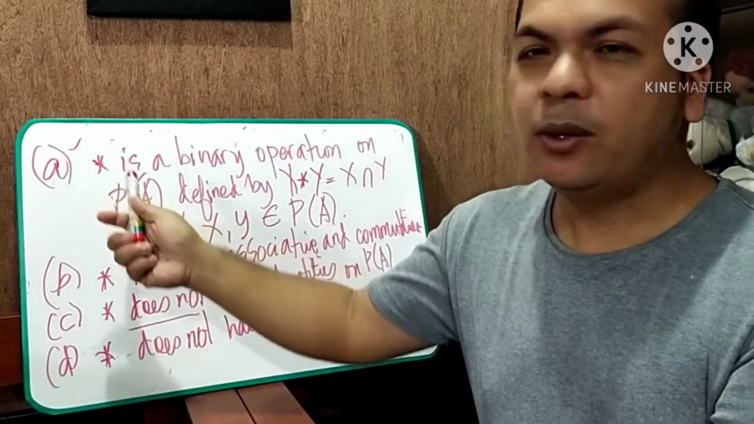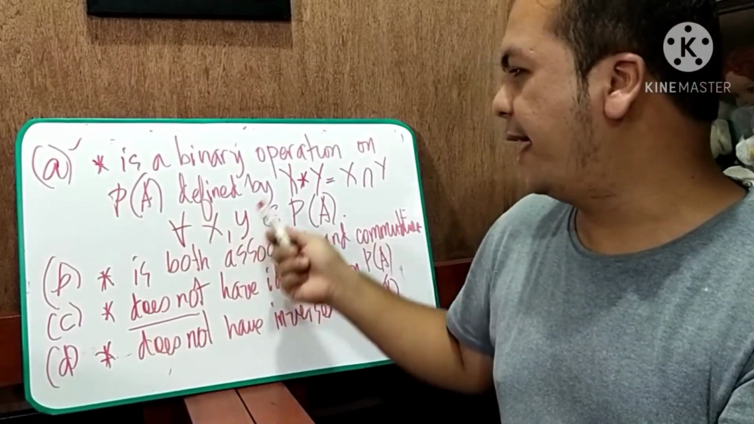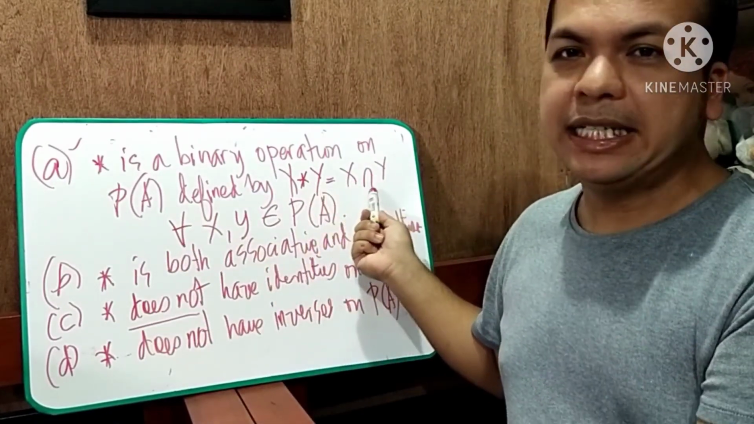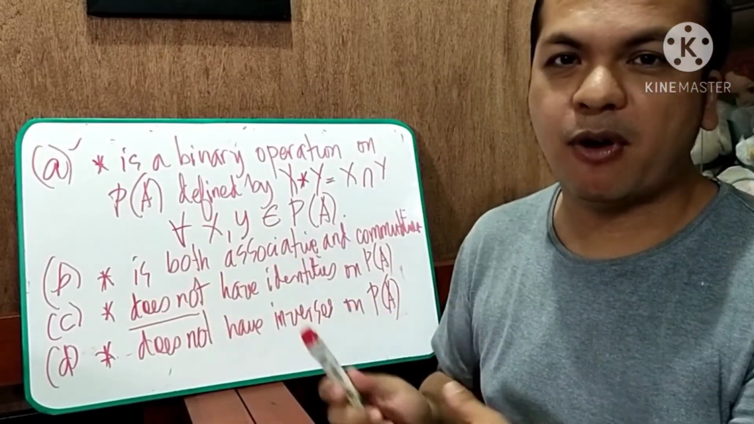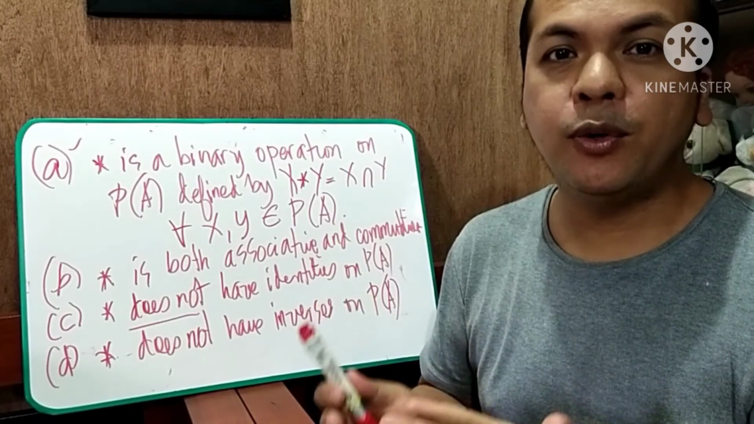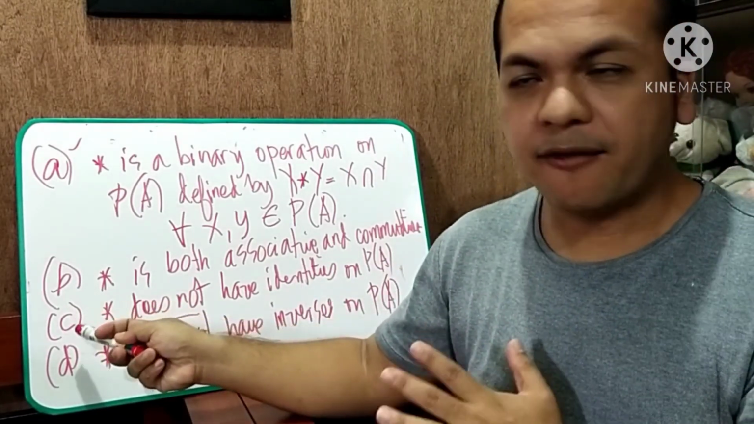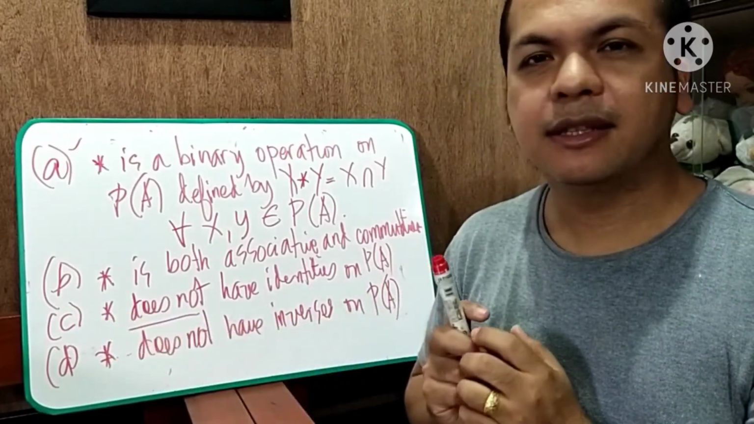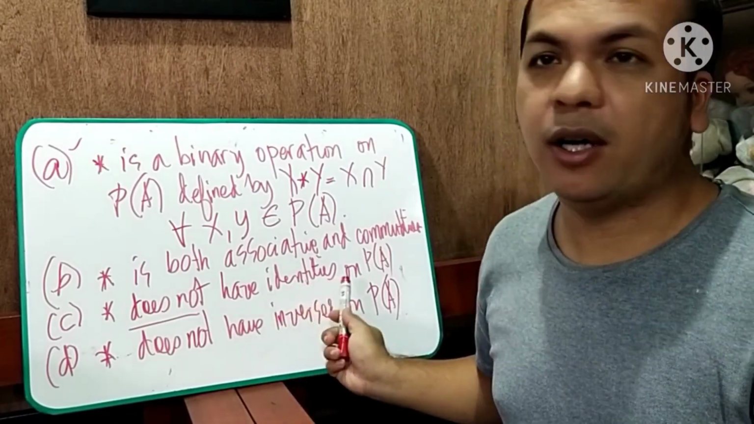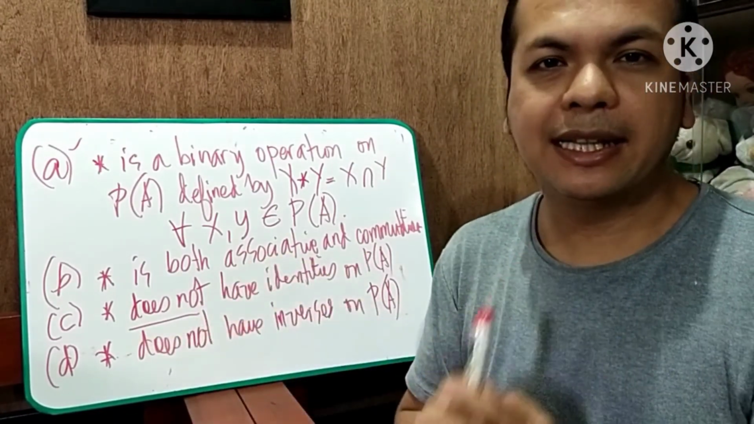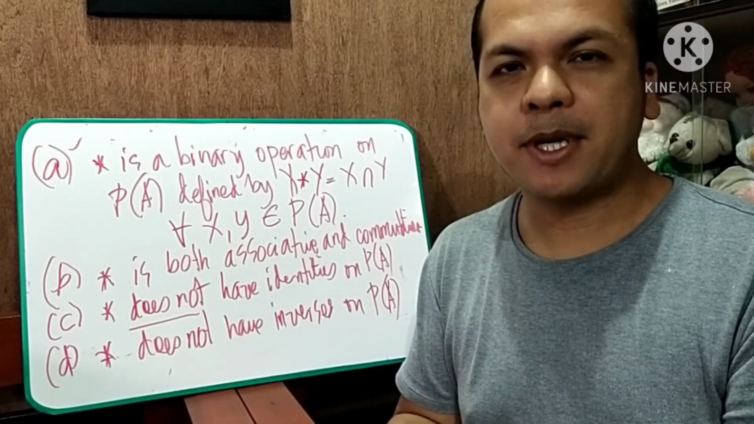Let us repeat. First, star is a binary operation on the set defined by X star Y is equal to X intersection Y for all X, Y elements of P of A. Second, star is both associative and commutative on P of A, the power set of A. Third, this binary operation does not have identities on P of A and also does not have inverses on P of A.